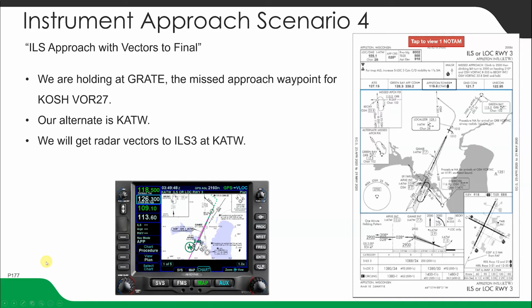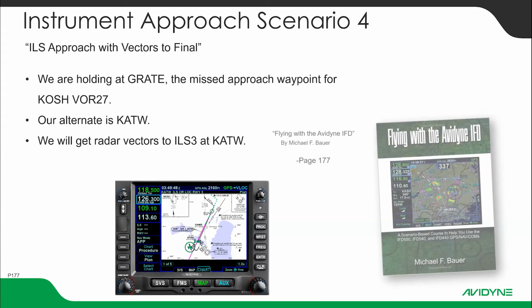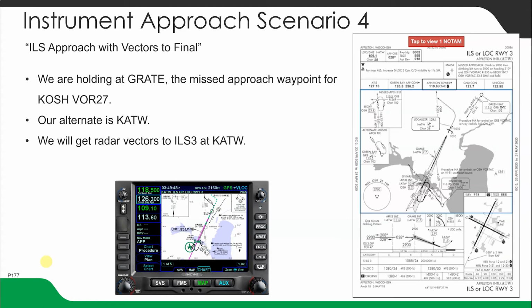In this scenario, we're going to fly an ILS approach with vectors to final. This scenario is on page 177 of the book Flying with the Avidyne IFD by Michael F. Bauer. So we're holding at Gramy, which is the missed approach point at Oshkosh after we missed the VOR 27 approach. In scenario 3, the previous example, we are holding at Gramy, and we're wanting to go to our alternate.